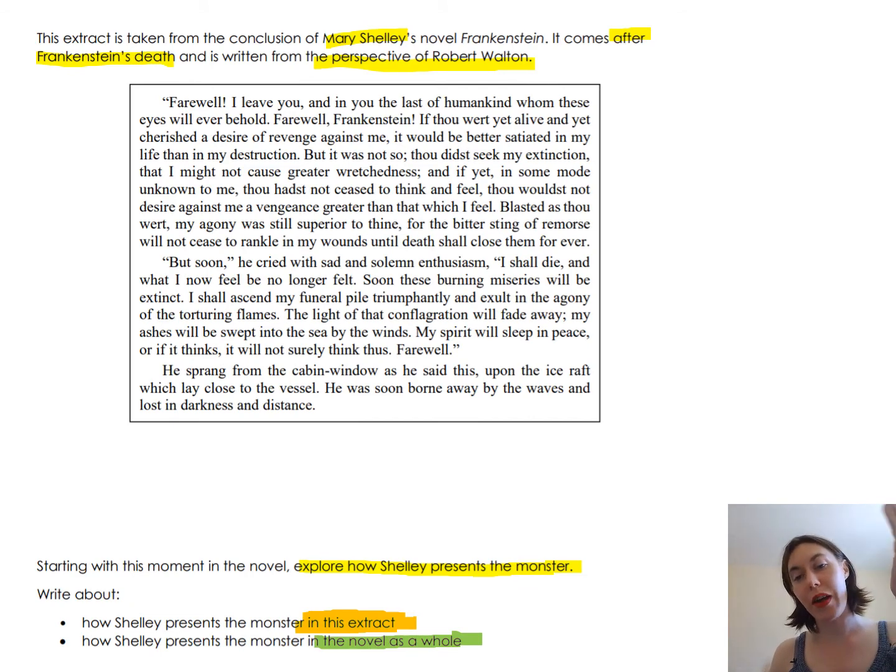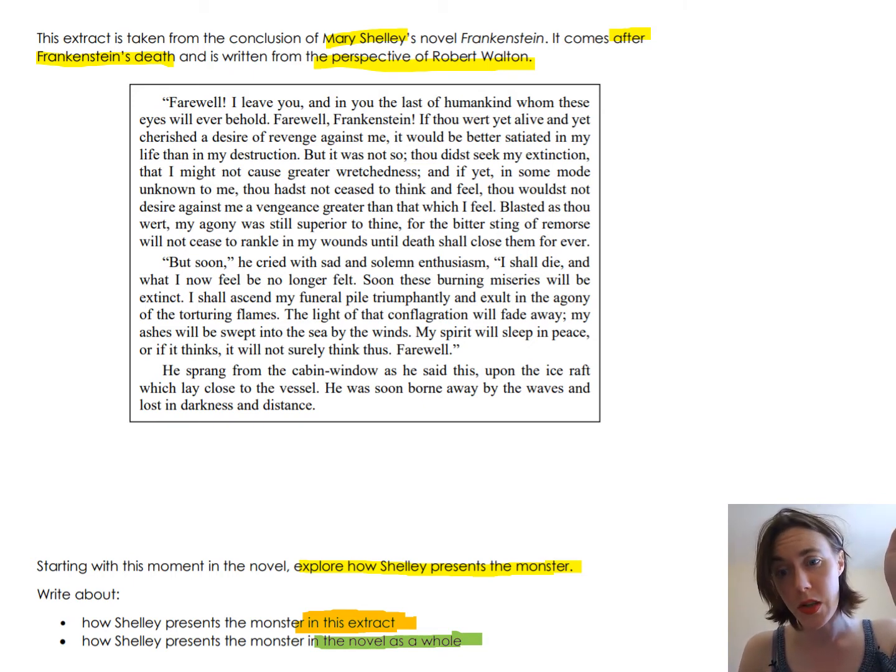You can see there that I've highlighted three key areas in three different colours. You don't have to do this, but I'm just showing you my thinking. The first thing I've done is use a yellow highlighter to highlight key information given at the top of the extract. It says the extract is taken from the conclusion of Mary Shelley's novel. I'm reminding myself of Mary Shelley's name there, because I'm going to use it in my writing.